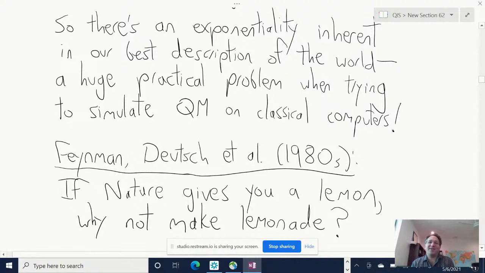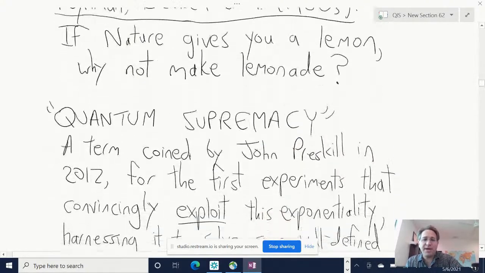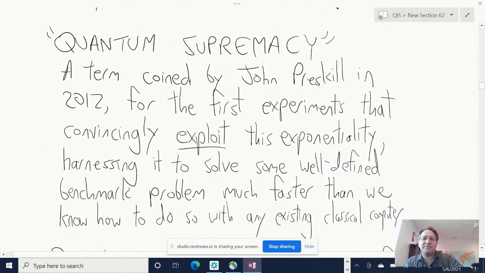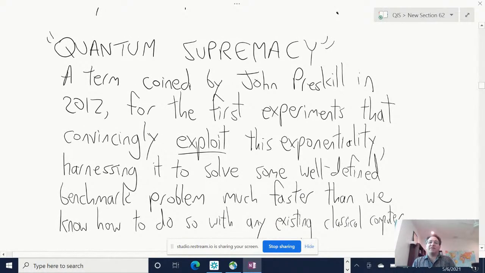Okay, but it took another decade or so for people to really figure out what other tasks a quantum computer could be useful for, and I will say something about that later. But what this talk is mainly about is this milestone that was achieved, or claimed to be achieved, just a couple of years ago, shortly before COVID shut down the world.